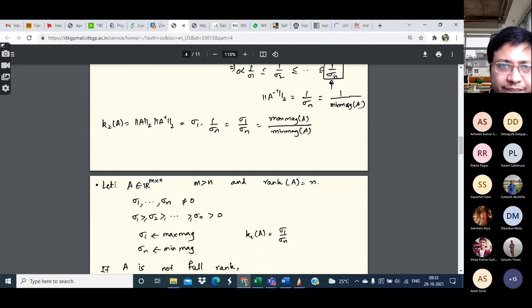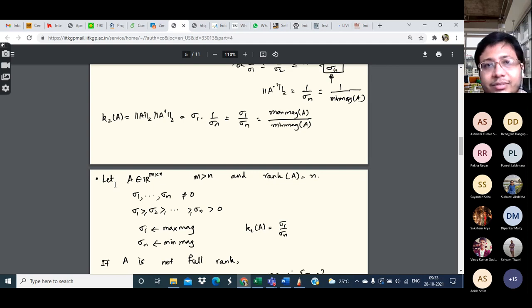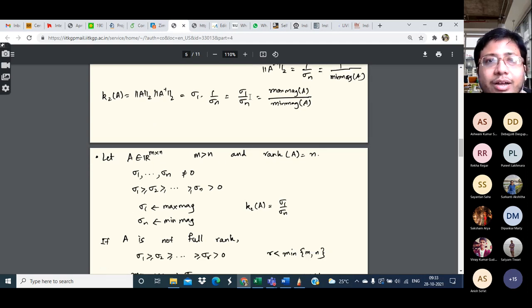Now in general, the smaller that condition number is, we say that the matrix is more well conditioned. And if this condition number becomes very high, we tend to say that this matrix is ill conditioned. That is, in case of a well conditioned matrix, sigma 1 by sigma n will be quite close to 1, which means that there will not be too much difference between its largest singular value and its smallest singular value.